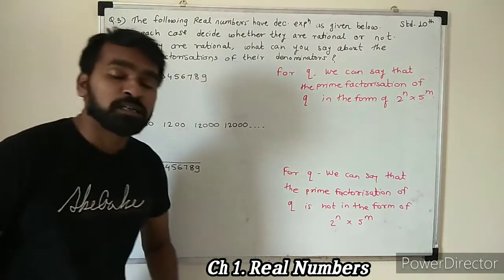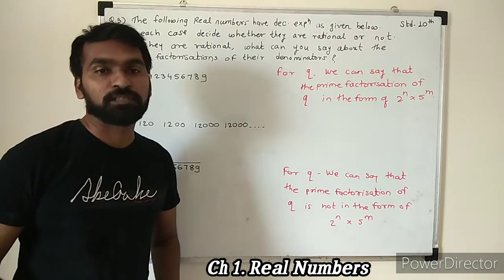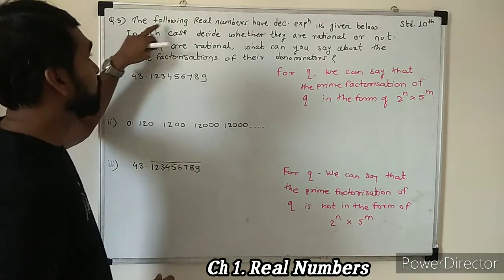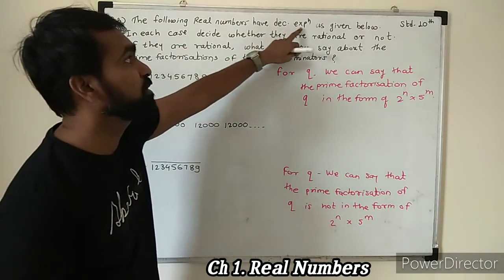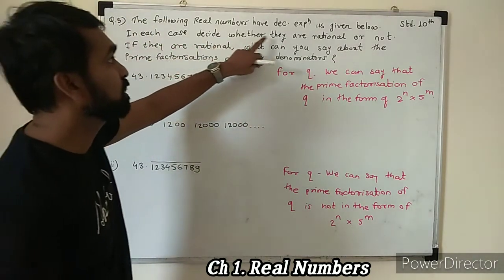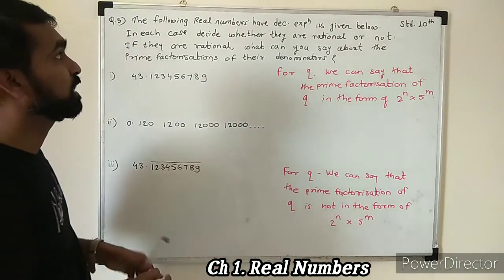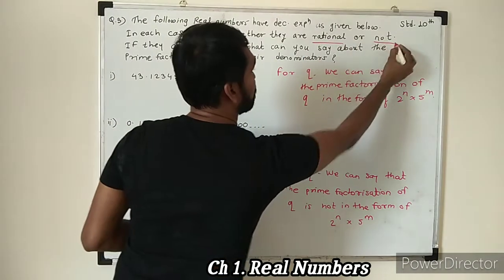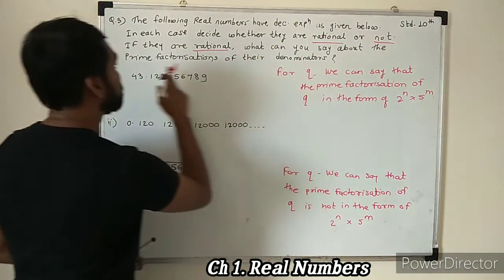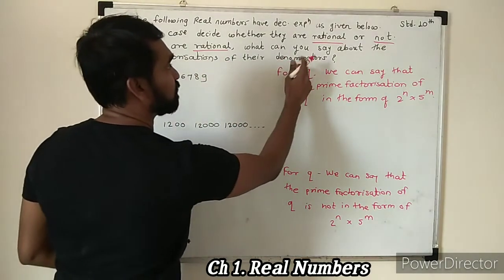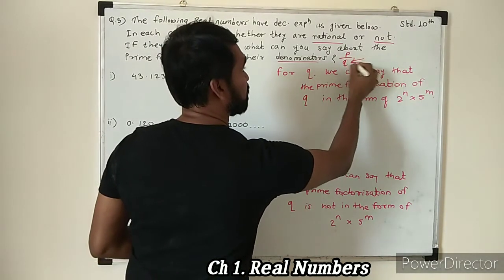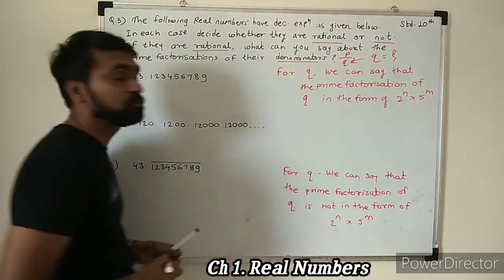Okay. Now see the last question, question number 3rd. Okay, and then the chapter is finished. See question number 3rd. The following real numbers have decimal expansion as given below. In each case, decide whether they are rational or not. If they are rational, then what can you say about the prime factorization of their denominators? Denominators means, suppose in the form of P upon Q, then you have to say what Q is equal to.